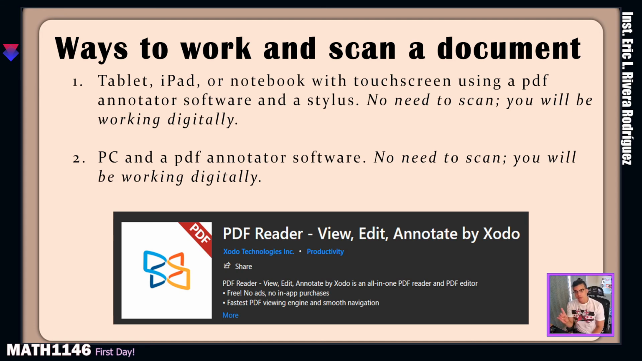So the first way to work on a document is if you have a tablet, iPad, or a notebook with touchscreen, you will use a PDF annotator and a stylus, and you can do all the work digitally. If you are like me, a PC, not touchscreen, you want to find software that allows you to annotate on PDFs. The one that I recommend is called PDF Reader, a PDF annotator by Soda. This is free. It's a very good software.